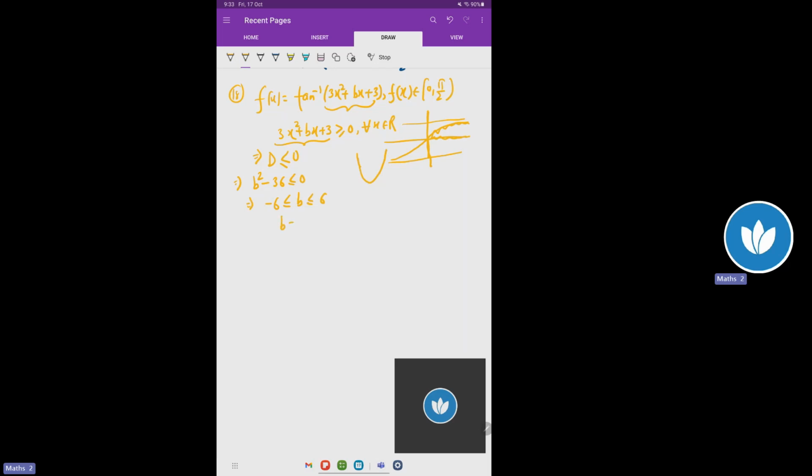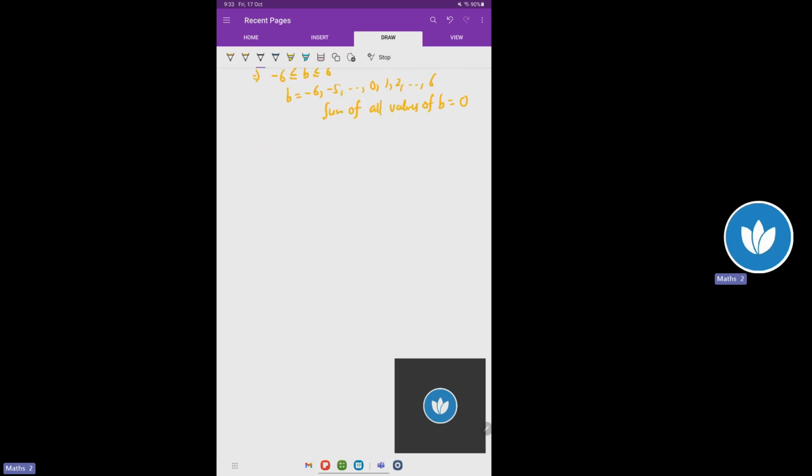So what are the integral values in this range? Minus 6, minus 5, up to 0, 1, 2, up to 6. So what is the sum of all possible values of B? Obviously, if you add all the values, this will vanish. This is equal to 0. Now let's move to the next question, question number 19.